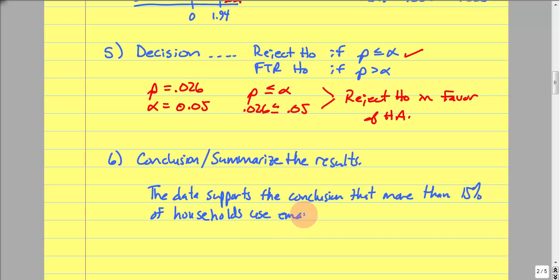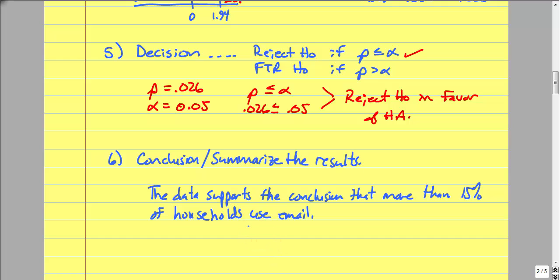So again, we always blame it on the data. The data supports or the data does not support the conclusion. So what we're looking at then is saying that we have support for the alternative hypothesis, which is more than 15% of the households use email.